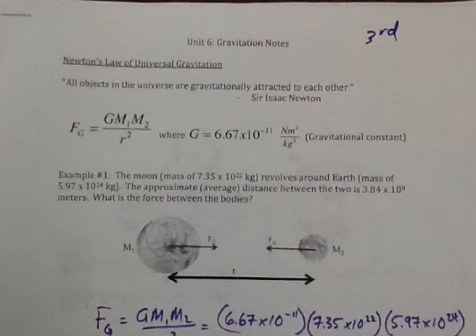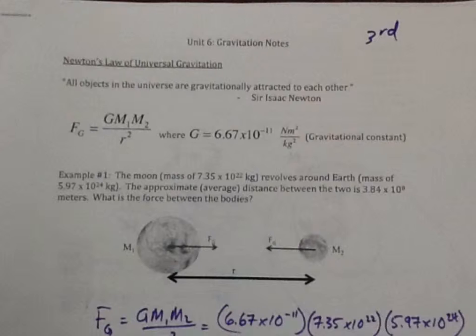The second part of Unit 6 is gravitation, which really is just a subtopic of circular motion. Newton's law of universal gravitation states that all objects in the universe are gravitationally attracted to each other. That means any two masses, anything that has a mass, separated by a distance have a gravitational force between them. The equation for that is G m1 m2 over r squared.